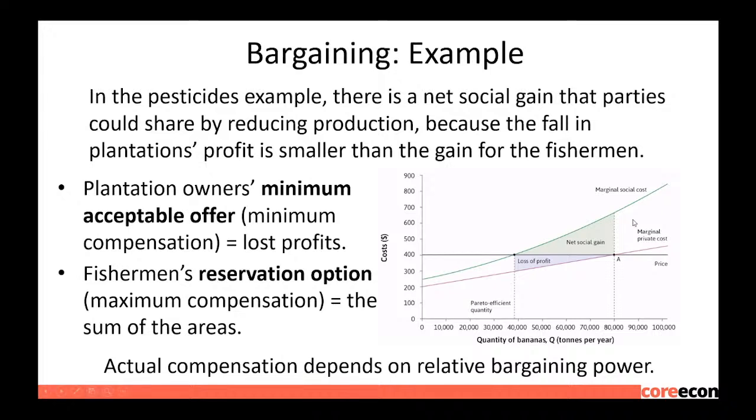You see, qualitatively, you can appreciate this is bigger than the loss for the owners. And then if you sum the two, the positive and the negative, then you get to the actual net gain from this transaction. Actual compensation, of course, depends on the relative power, and by power I mean the bargaining power of the two groups.